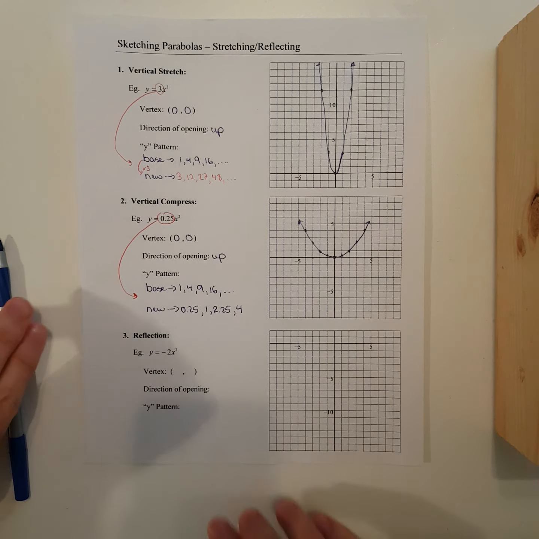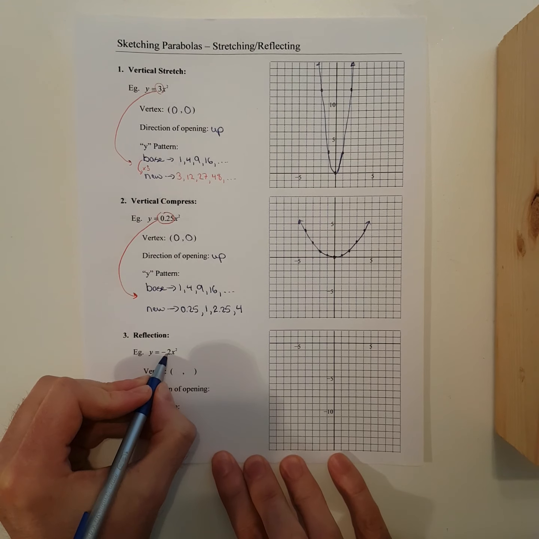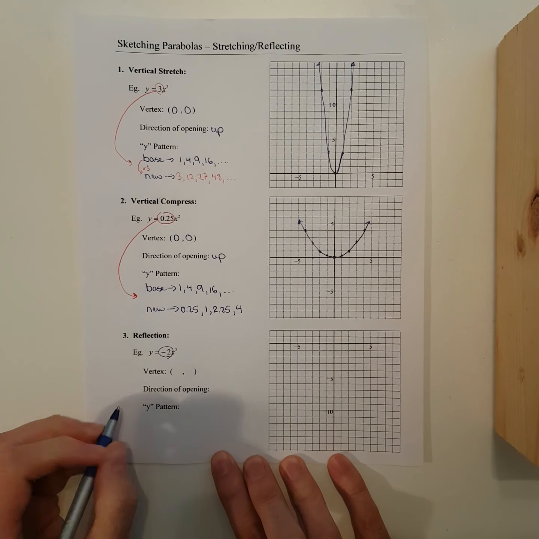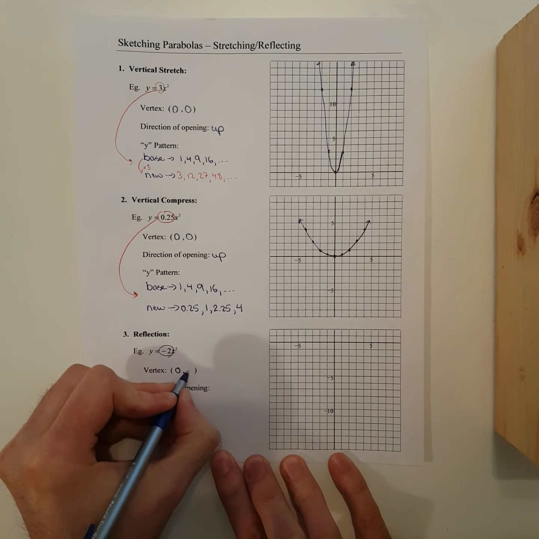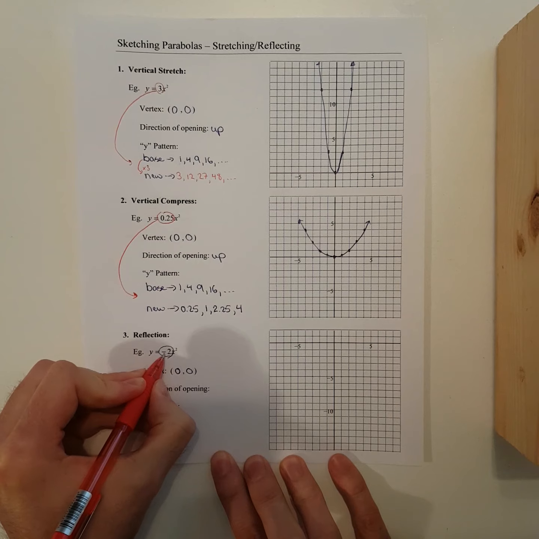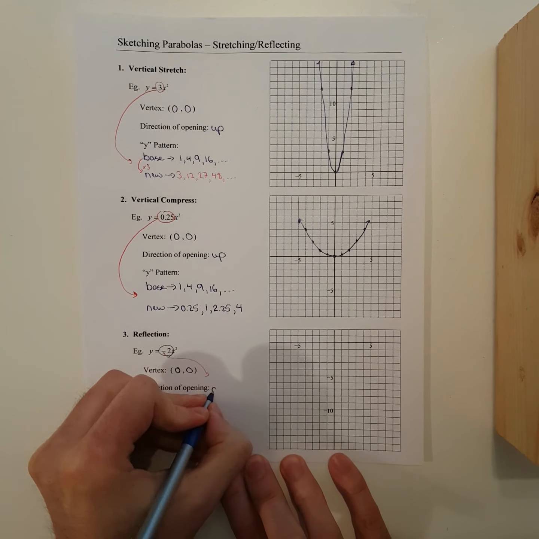Last one, we're going to add in one more piece. We call this a reflection. The big piece here is that we are now multiplying by a negative number. We should have still seen in the investigation that the vertex does not change. However, as soon as we multiply by that negative number, that is going to make this parabola open down.